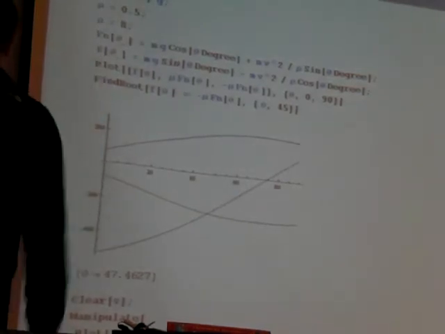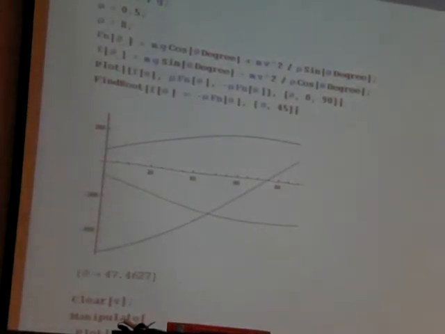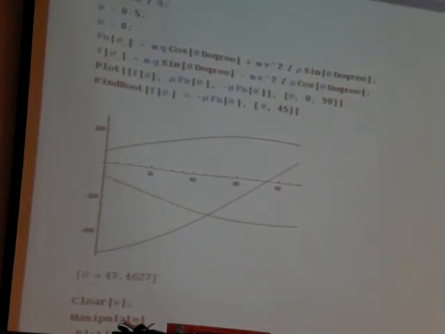Now this is the friction force. So when I was doing it here, I took the friction force in the opposite direction. And that's why I got the opposite of that, but it doesn't really matter. So we have mg sine theta minus mv squared over rho cosine theta.